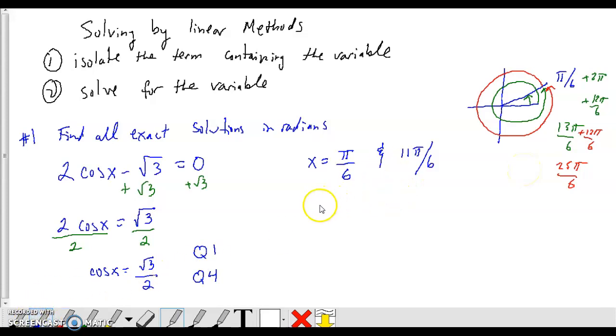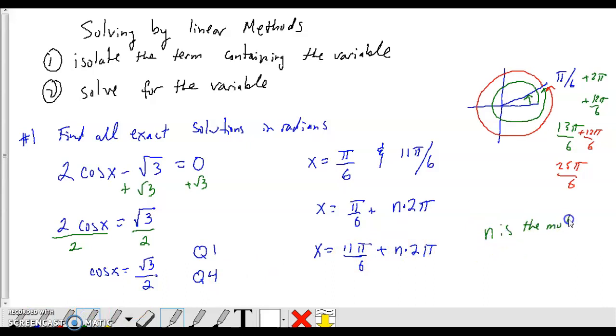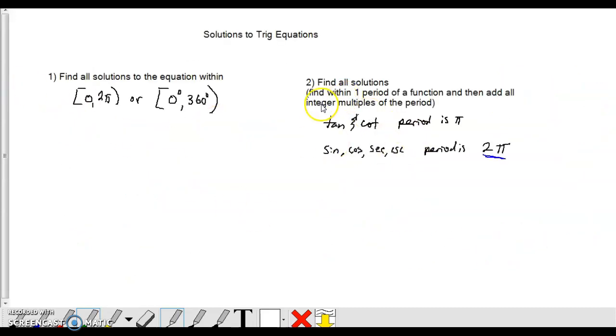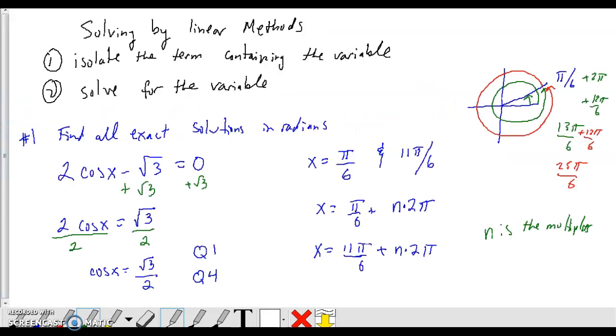So what I'm going to do is write two equations. I'm going to say x is equal to pi over 6 plus n times 2 pi. And then for my second equation, I will say 11 pi over 6 plus n times 2 pi. So here, we're just paying attention: n is the multiples, the integer multiples of the period. So n is that multiple. Again, all of our numbers for right now are going to be consistent.